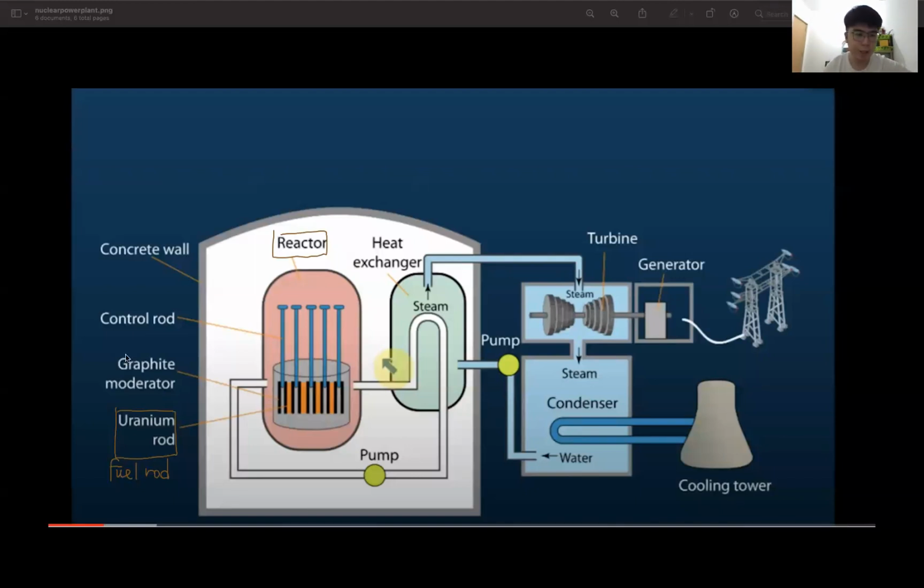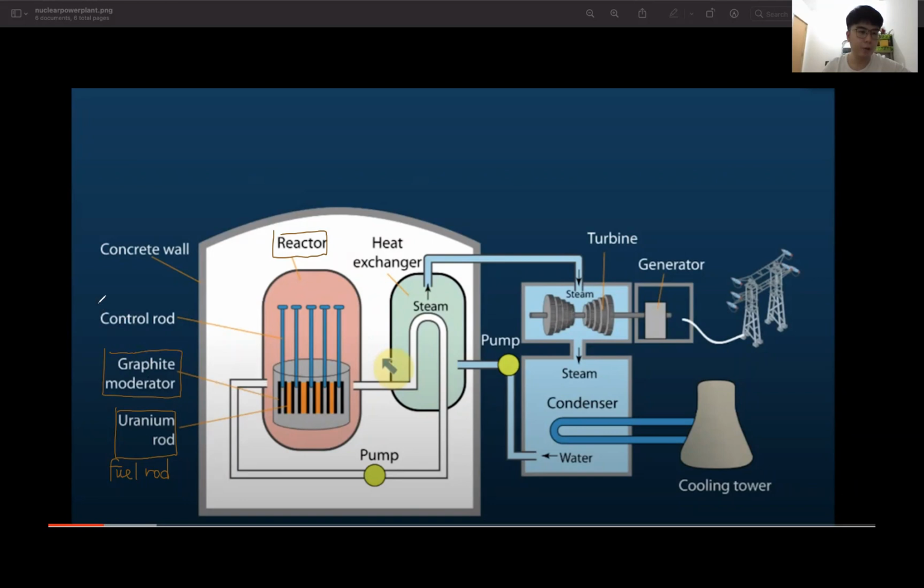So what does the graphite do here? Remember, I said just now, the graphite is to slow down the neutron that is emitted so that they are able to hit the next uranium atom. The graphite is to slow down the neutron.